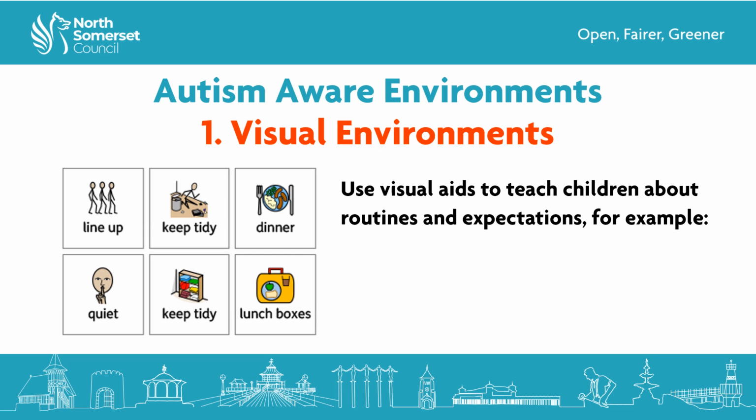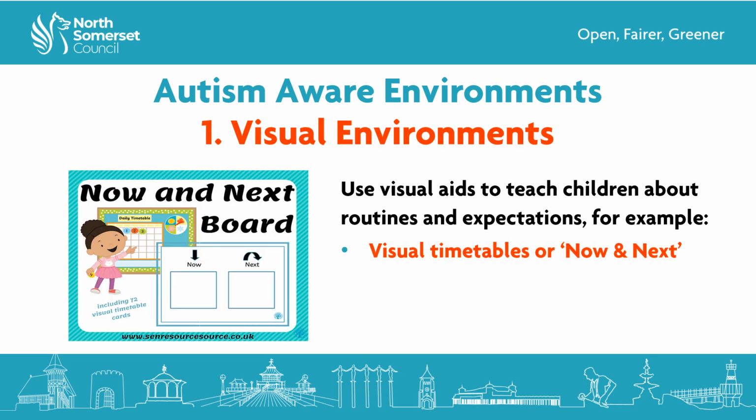One really important example of this is using visual timetables and now-next boards, which help children predict and remember the daily routines. When children with social communication difficulties get used to their visual timetables, we will often see that they seek them out as a source of comfort when they're feeling unsure.